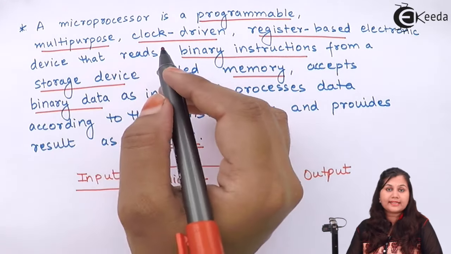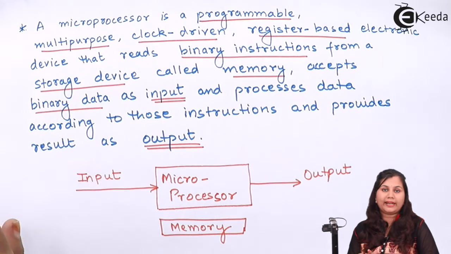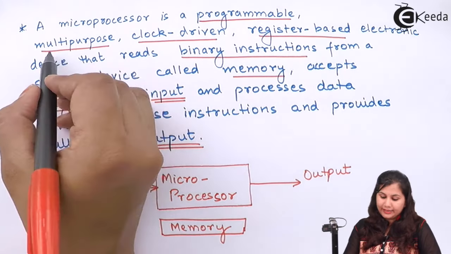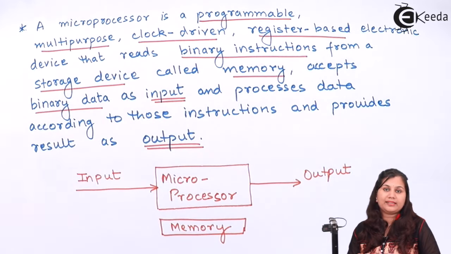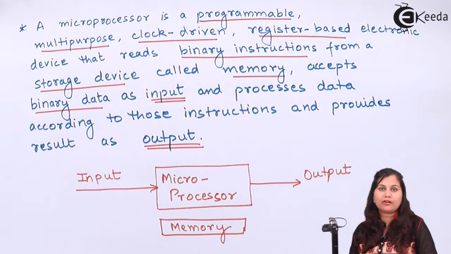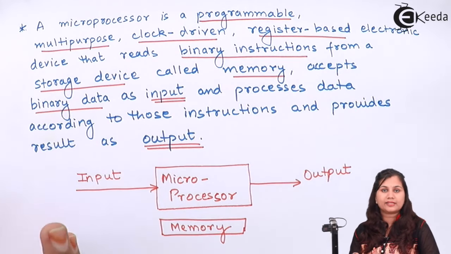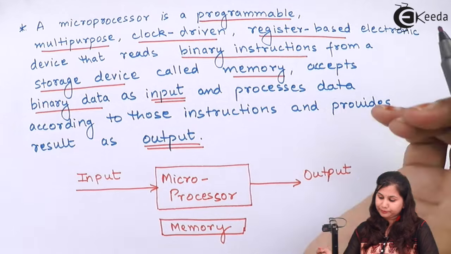Now what this definition says is that it is programmable. It means that we have to write a program using some instructions or some language. Then it is a multi-purpose device, which means it can be used in various applications. Clock driven means that a clock is provided for the functioning of the microprocessor. Register based means there are registers in this microprocessor for the storage and the working of the instructions.